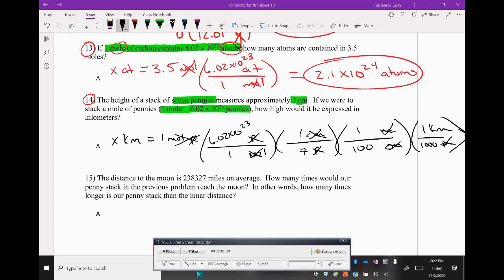Going through, we can now multiply and divide. 6.02 times 10 to the 23rd times 1 times 1 times 1 divided by 7 divided by 100 divided by 1,000. And we get 8.6 times 10 to the 17th kilometers, which this would really go to 9 times 10 to the 17th, keeping our significant digits in order.